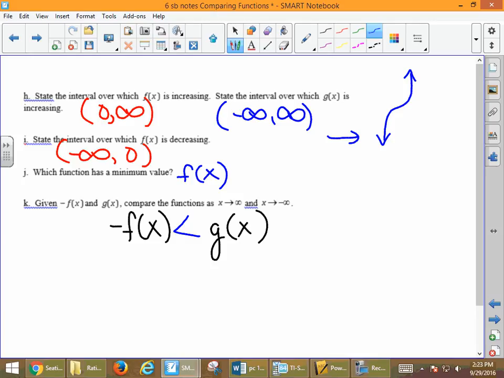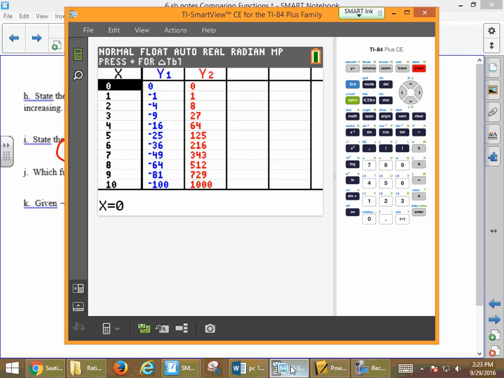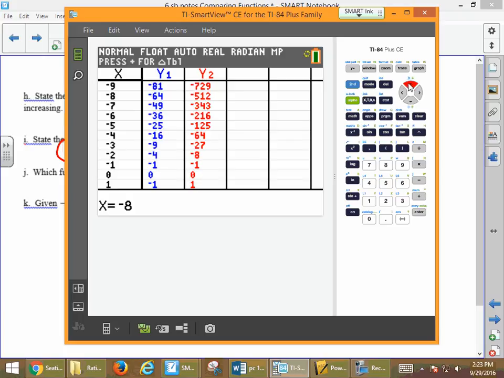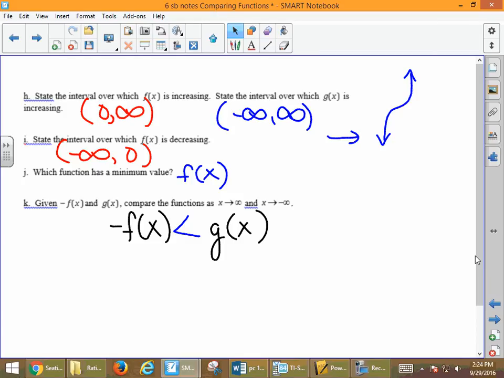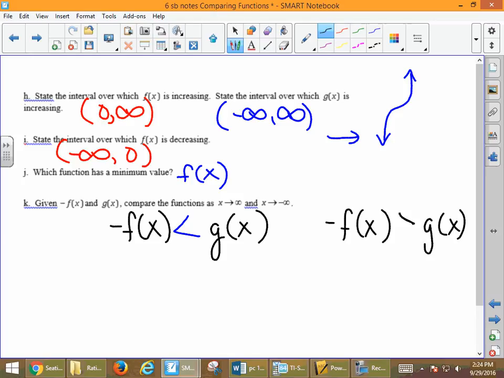So it'll be interesting to see what happens as x approaches negative infinity. If we scroll back here on our calculator, as x approaches negative infinity, we have -4 and -8. -8 is smaller. -27 is smaller than -9. -64 is smaller than -16. -125 is smaller than -25. Our g of x function is now smaller as we approach the smaller numbers, as we go towards negative infinity. So as x approaches negative infinity, comparing our negative f of x function and our g of x function, the g of x is going to be smaller.